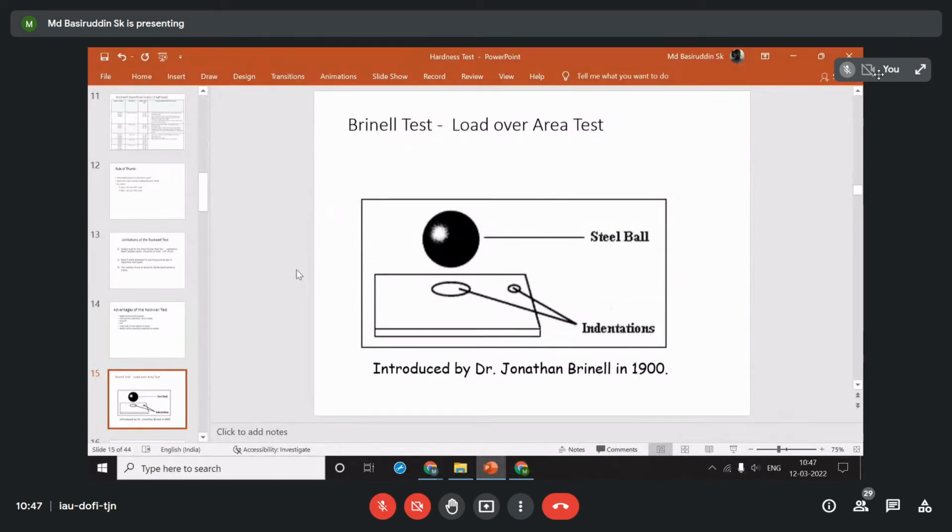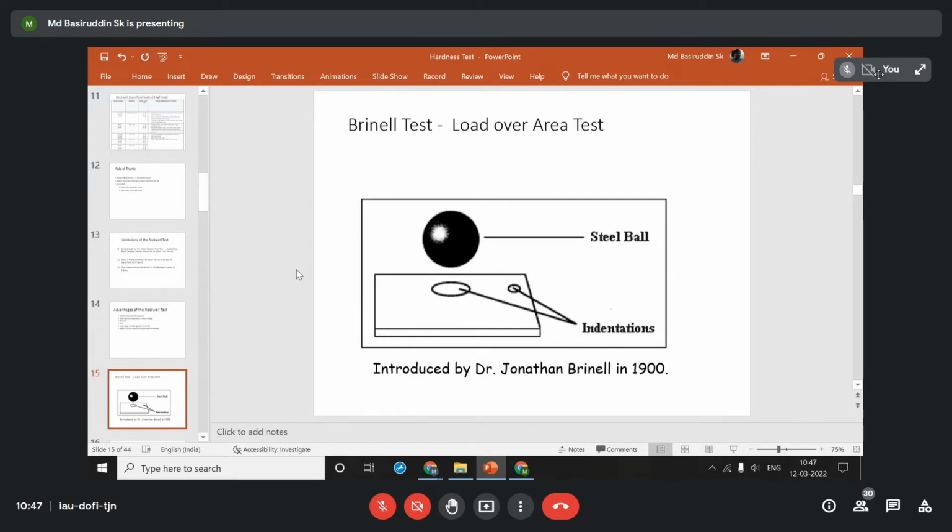Now I'm talking about the next hardness testing process, developed by Johan Brinell. He suggested that we can measure the hardness by using a hardened steel ball, and the load can vary. According to him, the load can vary from 3,000 kilo to 500 kilo.